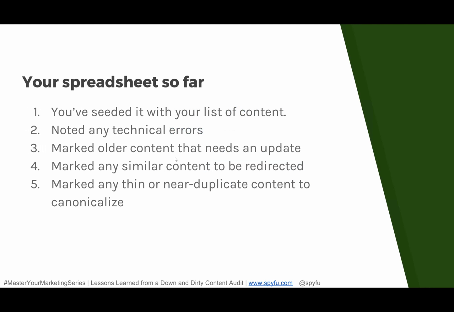All right. So your spreadsheet so far. You've seeded it with your list of content. You've noted any technical errors. You've marked any older content that needs to be updated, marked any similar content that needs to be redirected, and marked any thin or near duplicate content to canonicalize.